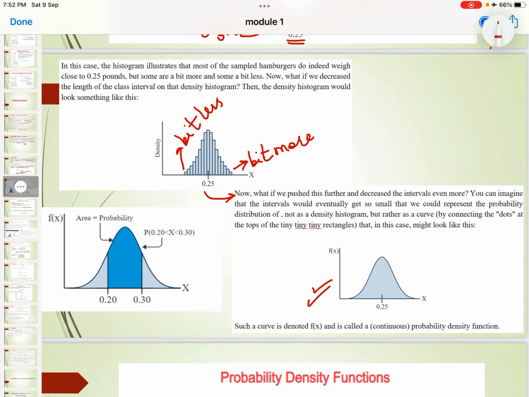If you go on further decreasing the interval, you will see that it just looks like a curve with a density of 0.25 in the middle. Such a curve is denoted f of x and is called the continuous probability density function. So this is the graph where f of x is there and your densities are there. You need to weigh the hamburgers which are between 0.20 and 0.30, and here in the middle you have 0.25.